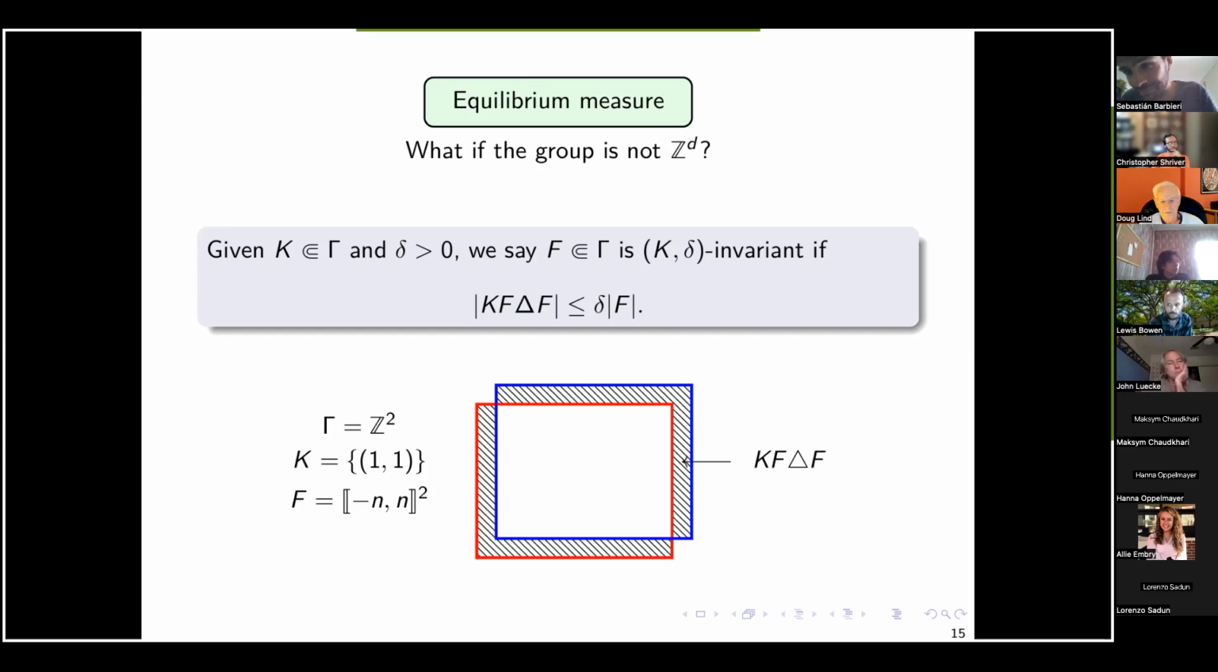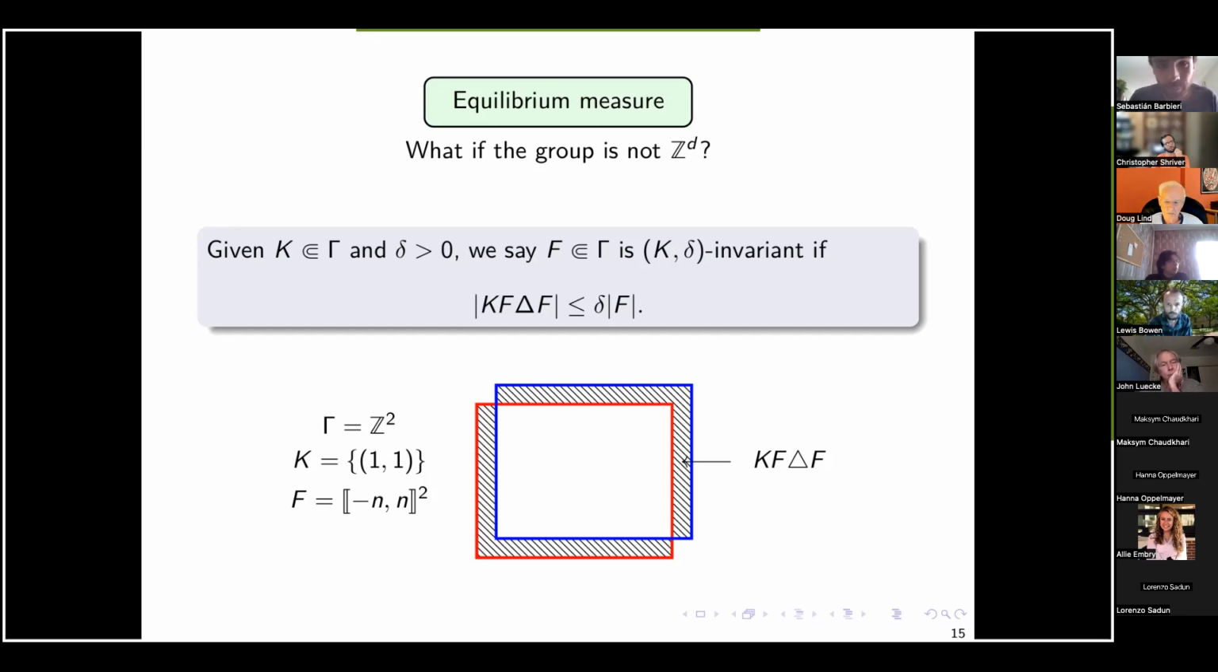This is the image. Imagine, for instance, that my group is Z squared. I take as K just the diagonal translation (1,1), and I take a box of size n. You could think that F is the red square, KF is the blue square, and the symmetric difference is the thing that I have on the border. And if n is large enough, you can see that this is very small with respect to the cardinality of F.